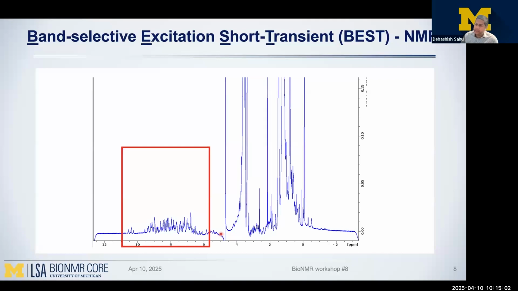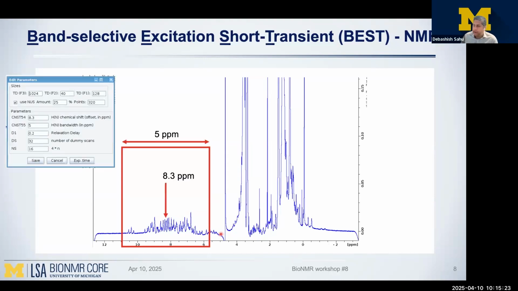So the idea behind running BEST experiments is you only excite the region of your interest. So that'll be this region on your spectrum. So you don't even excite the side chains or the water. That means that you don't have to wait for the relaxation of water or the side chains to come back to Z to do the next scan. So this is kind of beneficial. And you can set the center of this particular BEST experiment as well as the sweep width using the different parameters in your Biotop, if that is what you use, or you can manually put in these values in your const 54 and const 55, which correspond to the sweep width as well as the center frequency for this BEST excitation.